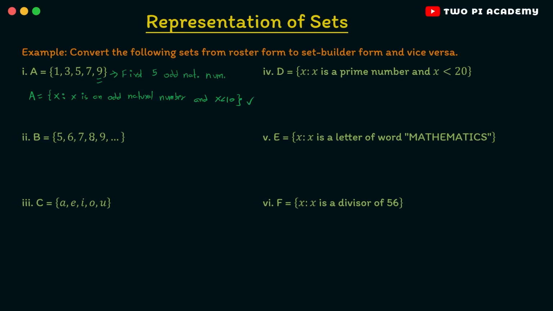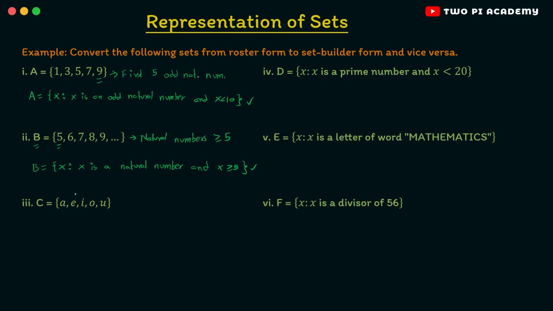But what about the second set? Here you can notice that we have 5, 6, 7, 8, 9 and so on, which are all clearly natural numbers. But they started with the number 5, so therefore you have to specify greater than or equal to 5. The first 4 natural numbers should not be in the set. So that is what you'll use to represent the set in the set builder form. Capital B is equal to the set of all x such that x is a natural number and x is greater than or equal to 5. So this is the set builder form of the set capital B.